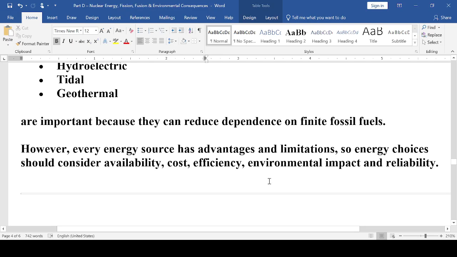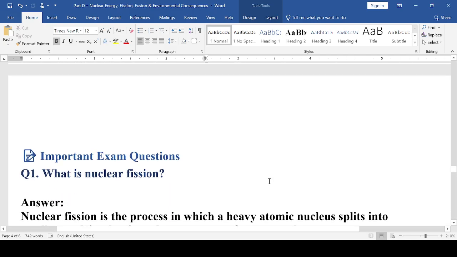However, every energy source has advantages and limitations, students. So energy choices should consider availability, cost efficiency, environmental impact and reliability. So we need to think and use.